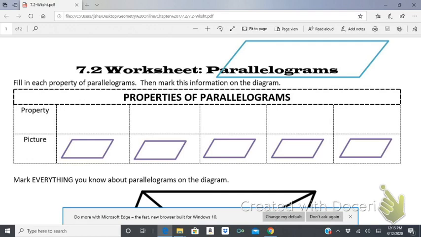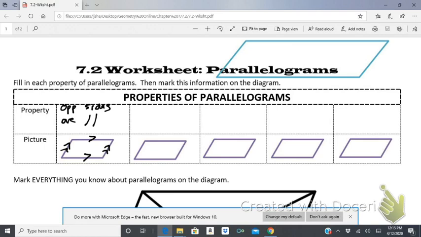Okay? The first property is that opposite sides are parallel. Now for those of you that don't remember, the way that you mark parallel is by these little arrows like this. So that is telling me that those two sides are parallel to each other. The top is parallel to the bottom, and the left is parallel to the right.